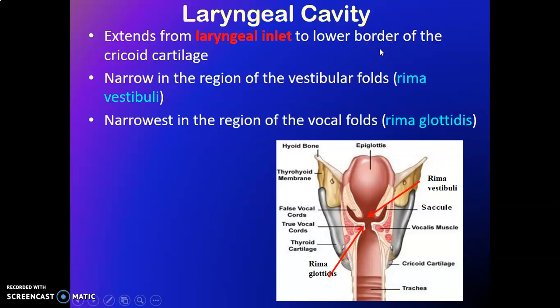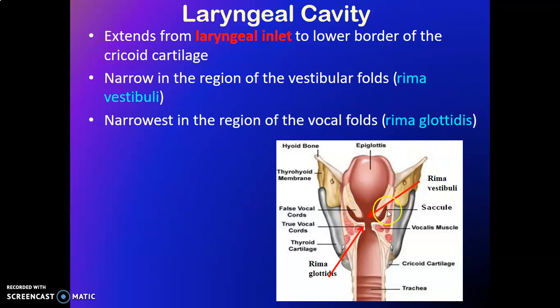The laryngeal cavity extends from the laryngeal inlet to the lower border of the cricoid cartilage, because below the lower border of the cricoid cartilage is the trachea. The laryngeal cavity is narrow in the region where you have the vestibular fold, and that's what we call the rima vestibuli.